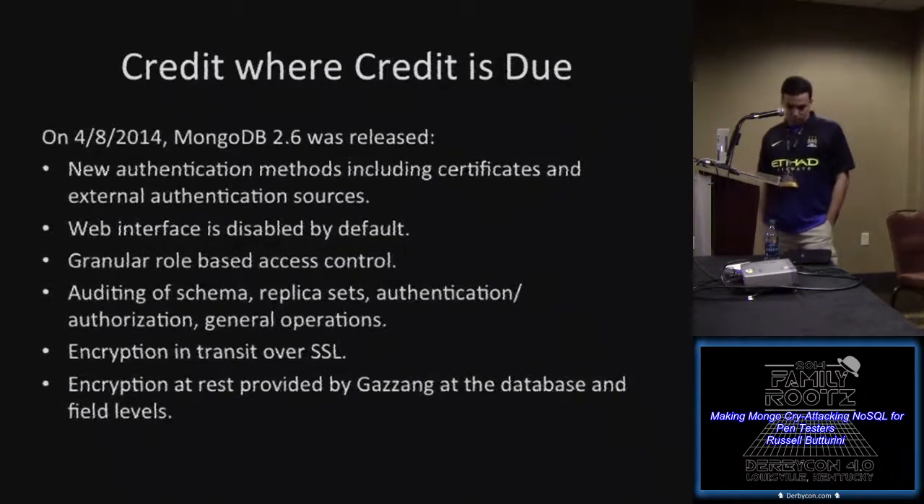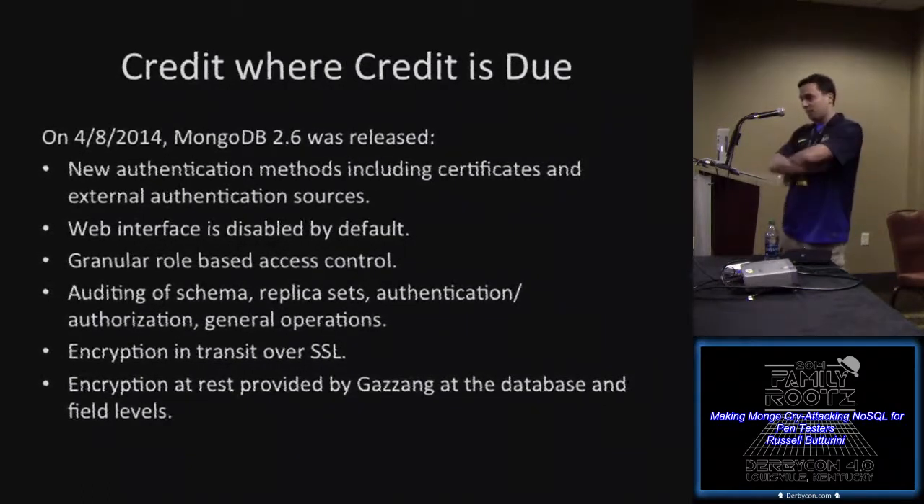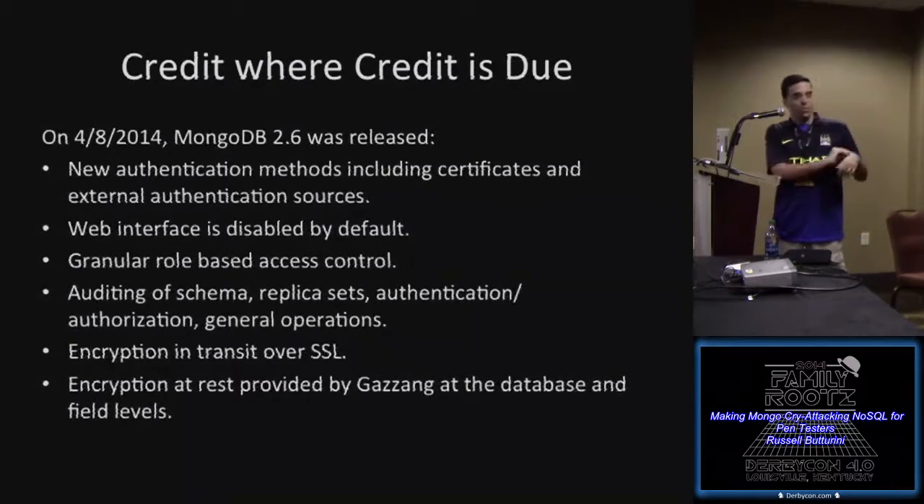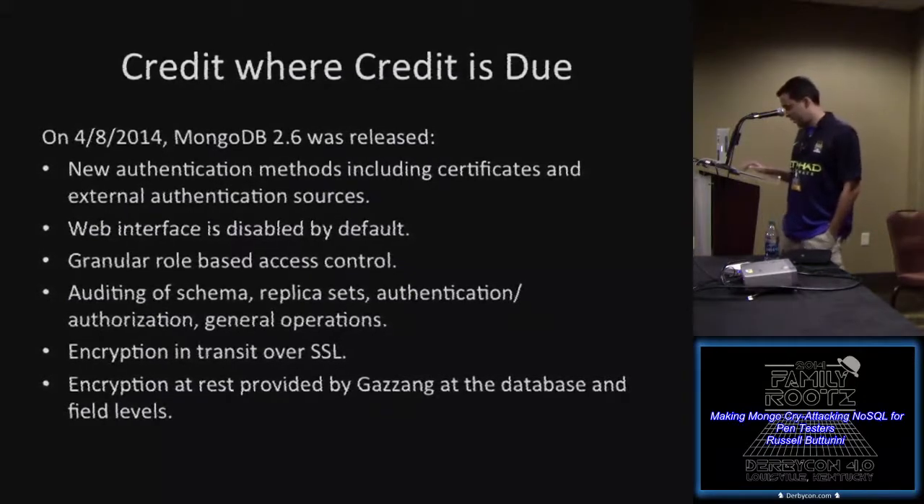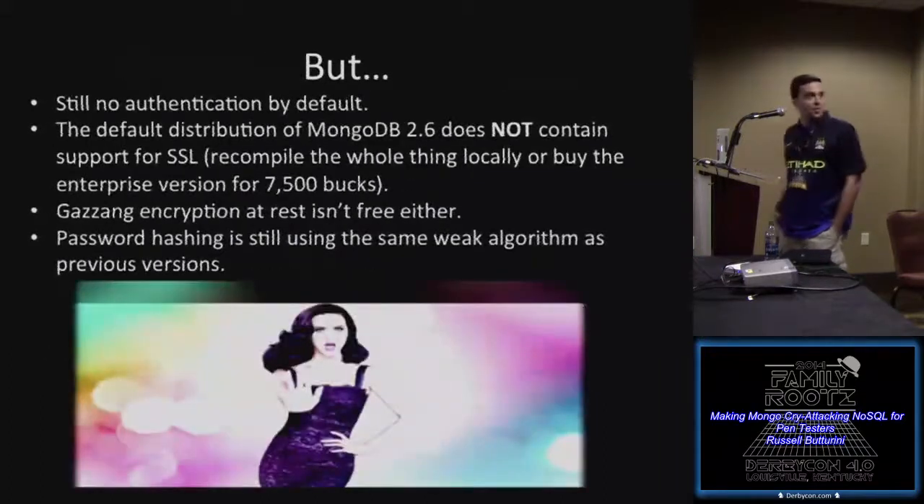But I give credit where credit's due. I was at the doctor's office back in April, sitting on Twitter, and I get this tweet: you never have to ask for a security exception to run MongoDB again. And I started looking, oh, we added this: there are new authentication methods, the web interface is disabled, there's role-based access control, auditing, encryption in transit and encryption at rest, and that's just great. All the security problems of MongoDB are solved. And I was like, well, crap, I got to redo this whole talk. I don't know. But Katie says stop.